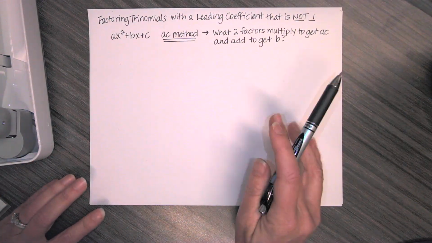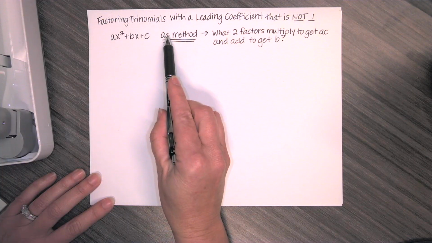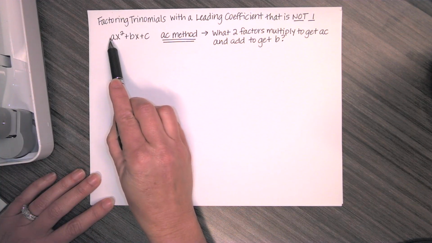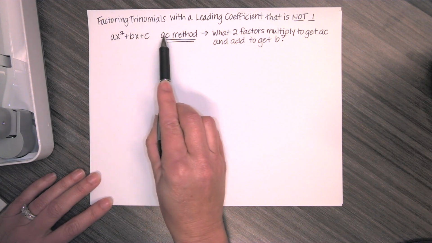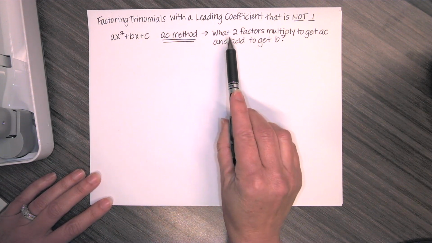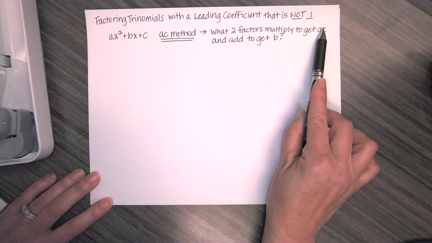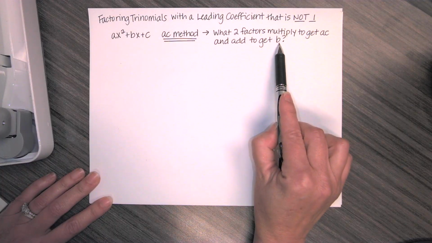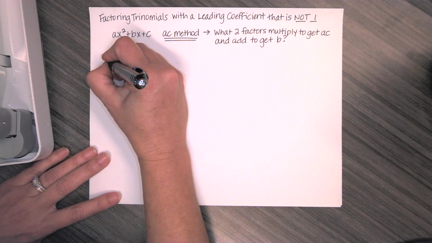And it's called the AC method because the first thing you're going to do is multiply a and c together. That's your coefficient of your x squared term and your constant. Those are your a and your c. You're going to multiply those together, and then you're going to look for two factors that multiply to give you that number, AC, and add together to get b, this middle coefficient. So let's look at an example.